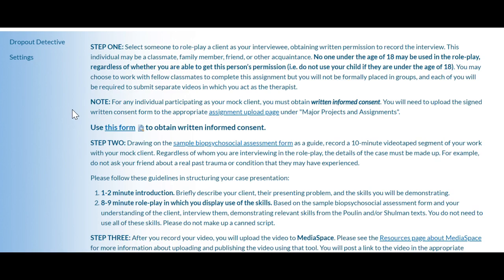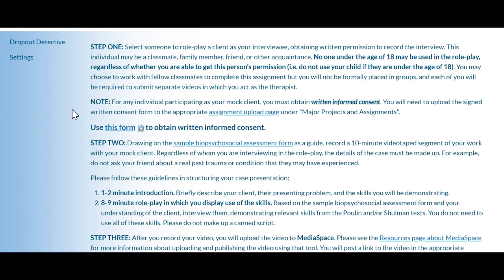So even if the mock client is a child, the person that you're interviewing should not be under the age of 18. They should be role-playing the child. You can choose to work with a fellow classmate to complete this assignment, but you'll not be formally placed in groups. Each of you will be required to submit a separate video.